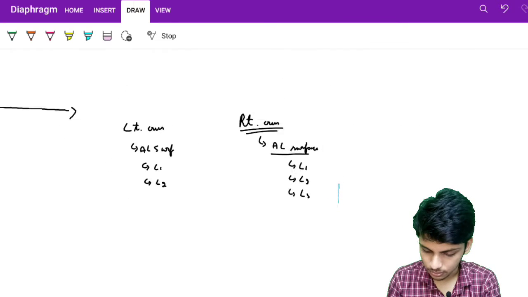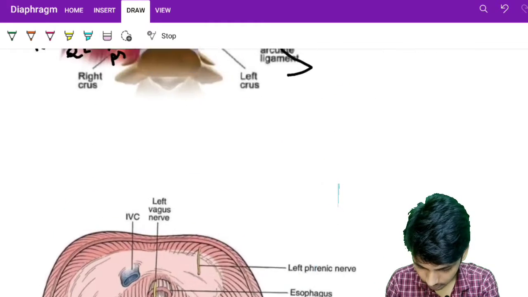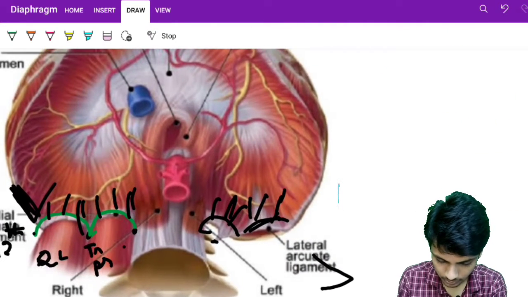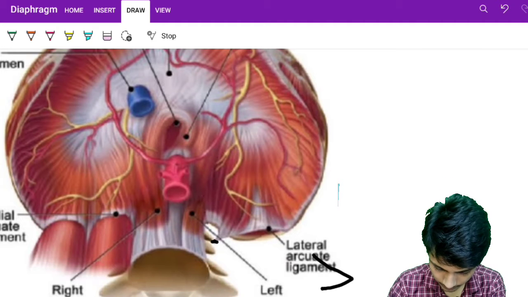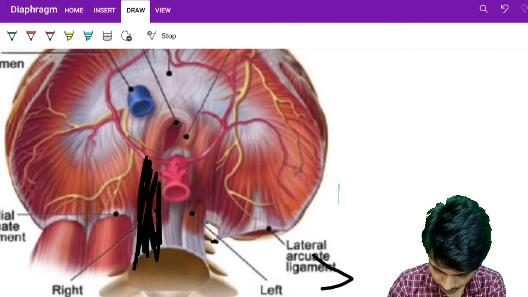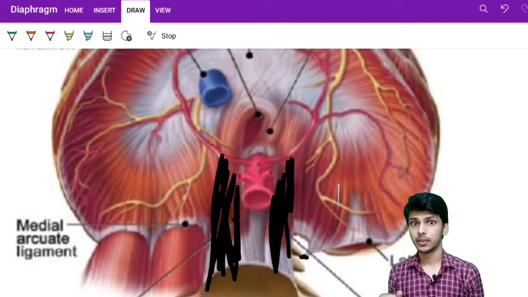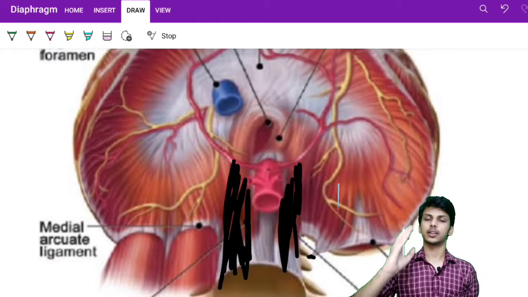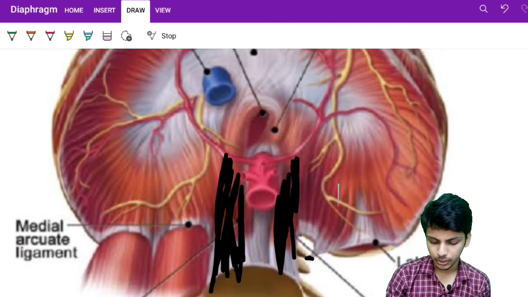I'll just show you the crus. What does crus actually mean? Crus means a leg. This is the right crus of the diaphragm from L1, L2, L3. This is the left crus from L1, L2. Those two are taking origin from the anterolateral surfaces of the lumbar vertebrae, and they are going up. So the diaphragm takes origin from here too.